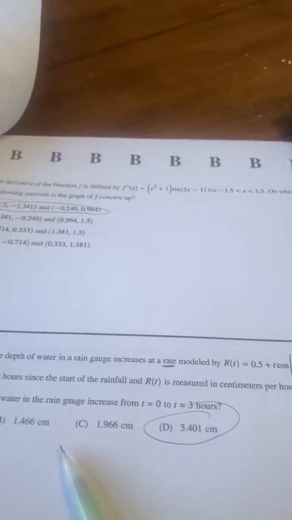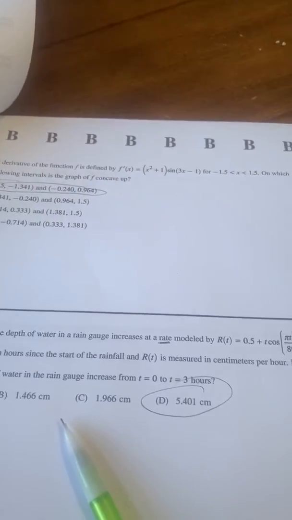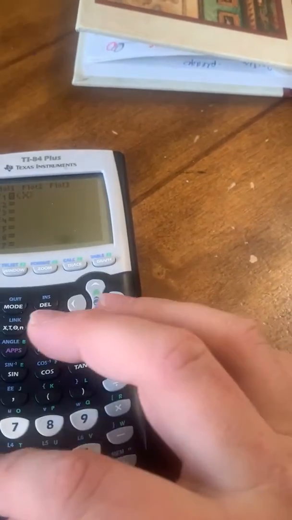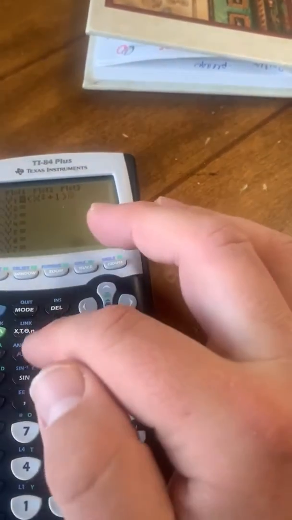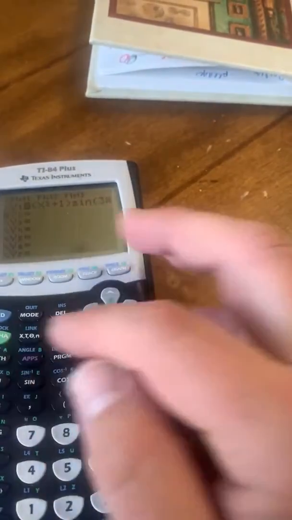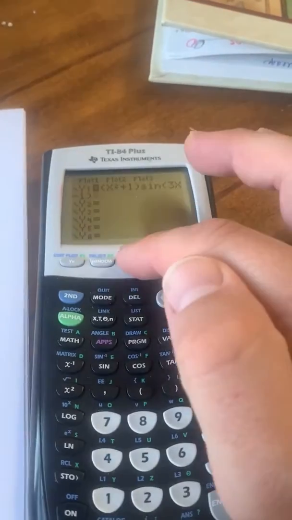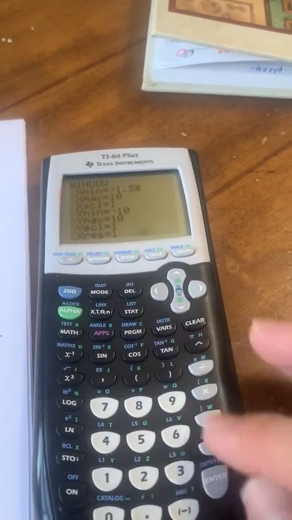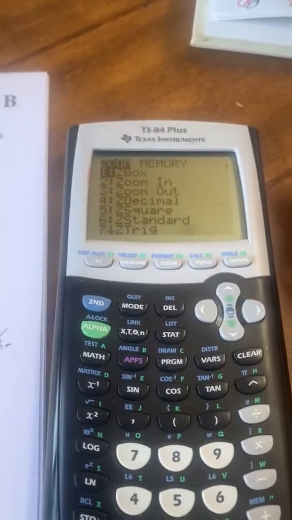It says the first derivative of a function here is given for -1.5 to 1.5, and which of the following intervals is the graph concave up? So I'm going to go ahead and put this function in. So I've got x squared plus 1 times sine of 3x minus 1. And I'm going to graph this real quick, so I'm going to go ahead and set my window. They said from -1.5 to 1.5, then I'm going to hit zoom 0. That's going to show me a picture of this.